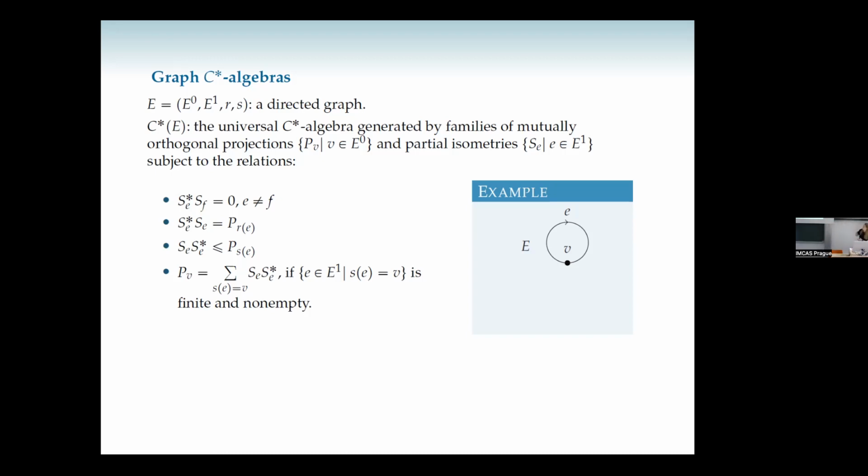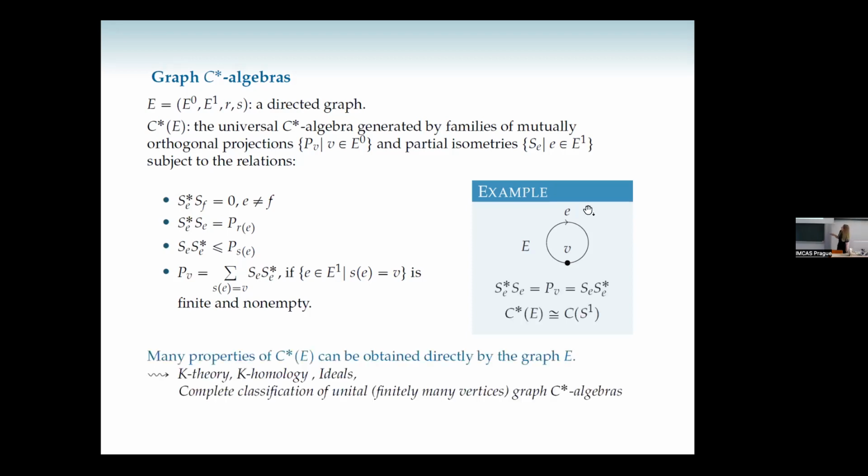So for example, if we take this very simple example of a directed graph, then we see that S_E* S_E will just be P_V, but also here we only have to sum over one edge, so we also get that P_V is S_E S_E*. So in the end we obtain that this partial isometry is actually a unitary, so this is the universal C*-algebra generated by one unitary, which is isomorphic to the continuous functions on the circle.